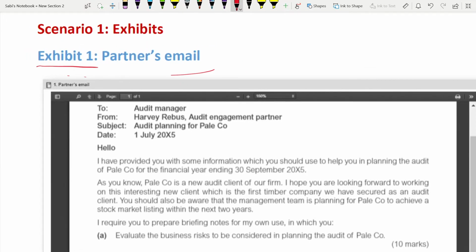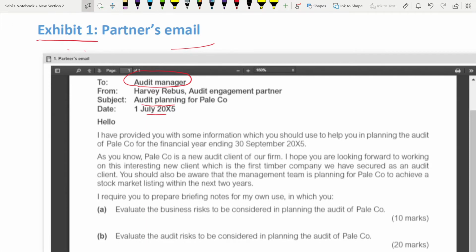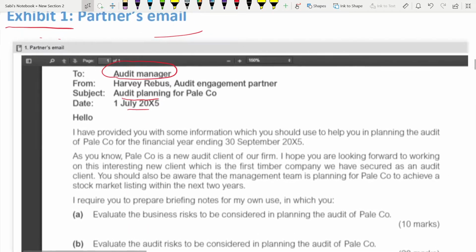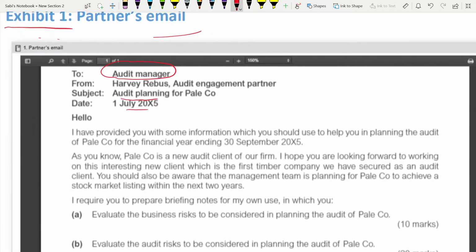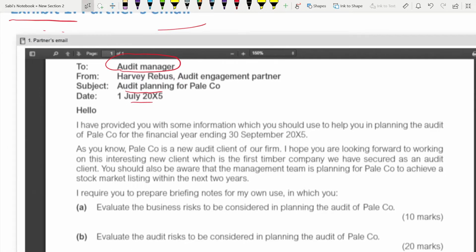To audit manager. So this is being sent to you because you are the audit manager, from the engagement partner. This is regarding the audit planning and at this date. Now let's read. I hope you can see it clearly. I've zoomed it out. I have provided you with some information. All these things are very quick, there is nothing much in the way of facts here, so you can quickly read it.